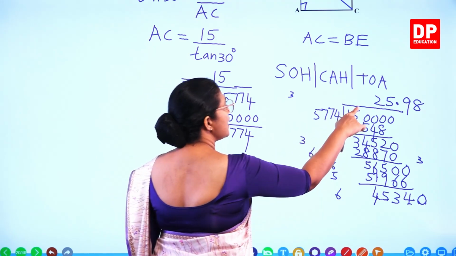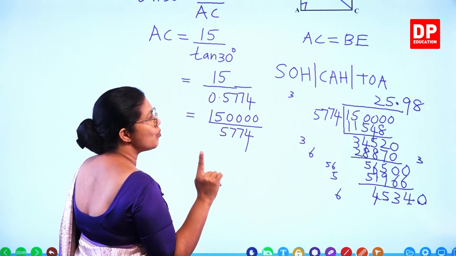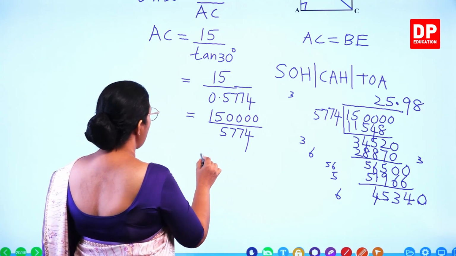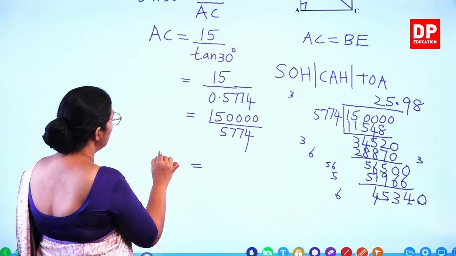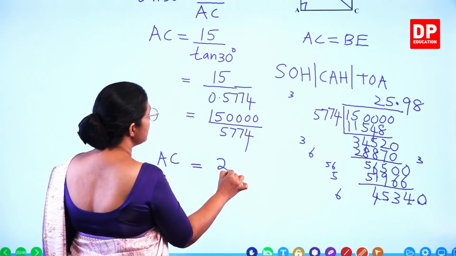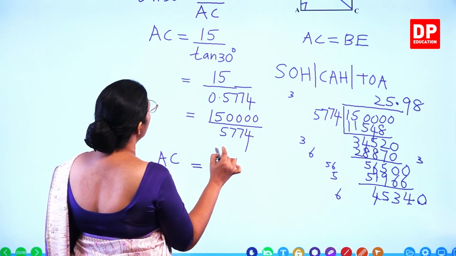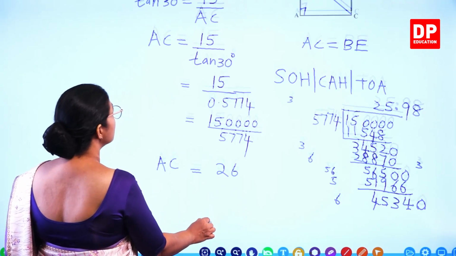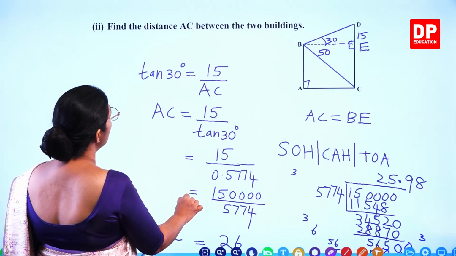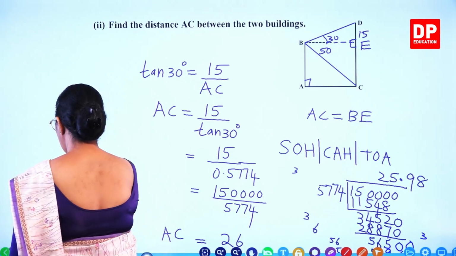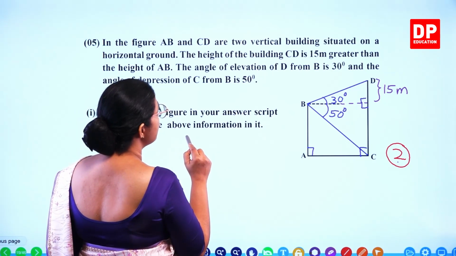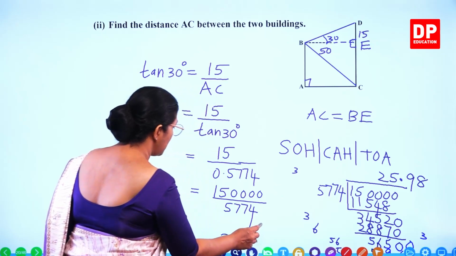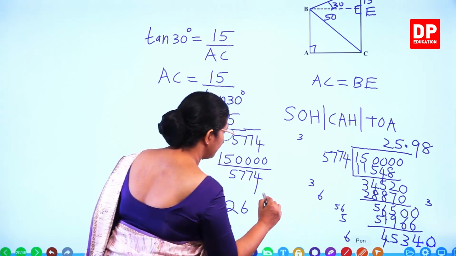So I'm taking it correct to one decimal place, that's 26. So AC becomes 26. Roughly, what's the distance? Is it meters? Let's see from the question, it's meters. So 26 meters for this question.